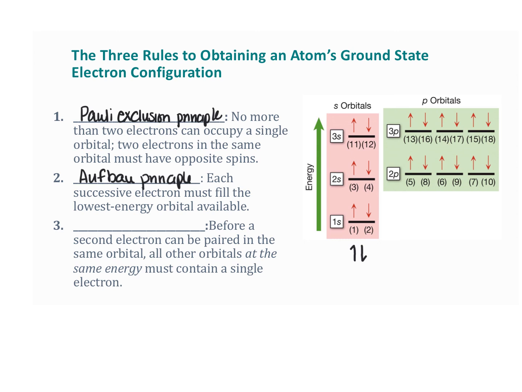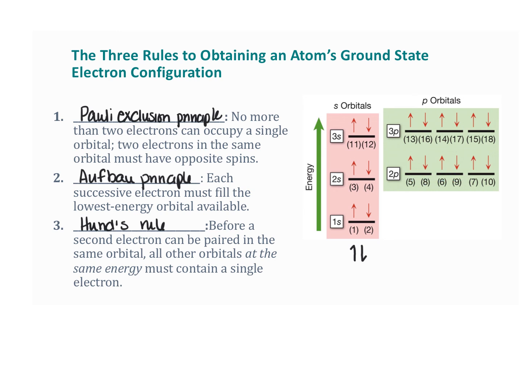And then the third rule is called Hund's rule. It's my bus seat rule, right? Which says before a second electron can be paired in the same orbital, all other orbitals at the same energy must contain a single electron. And so what that means is that, look, these three are at the same energy. So if you only had 3 electrons, they've got to be in different orbitals.